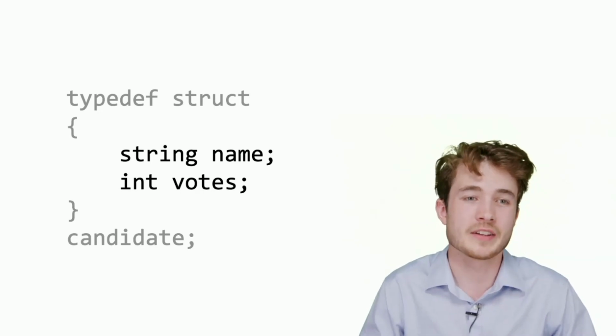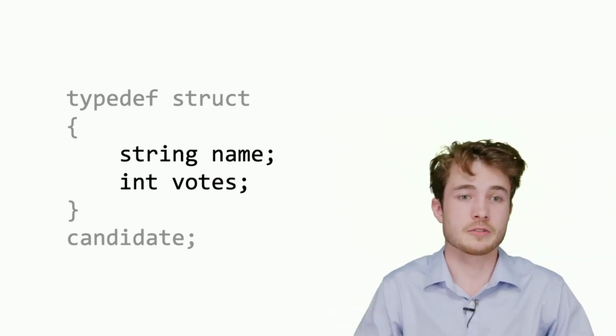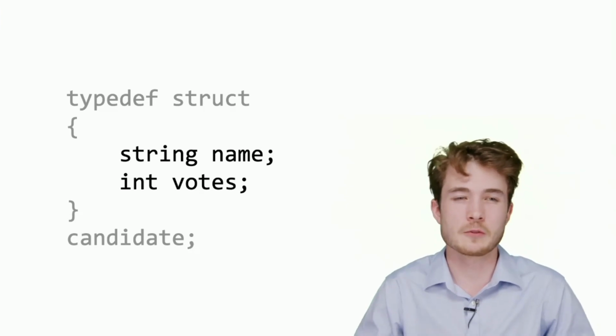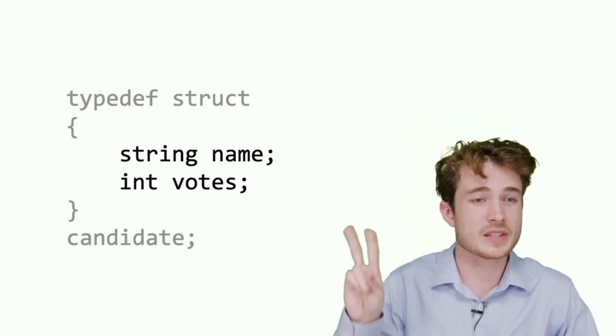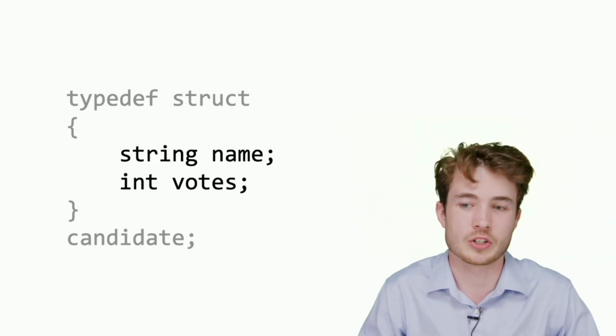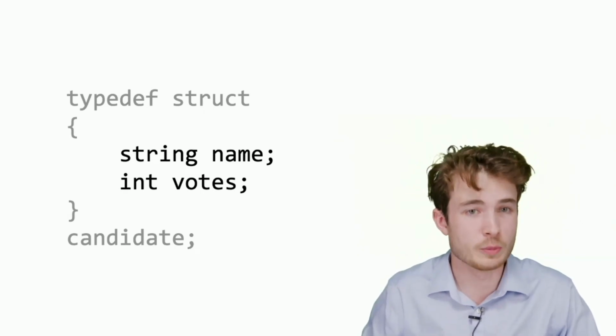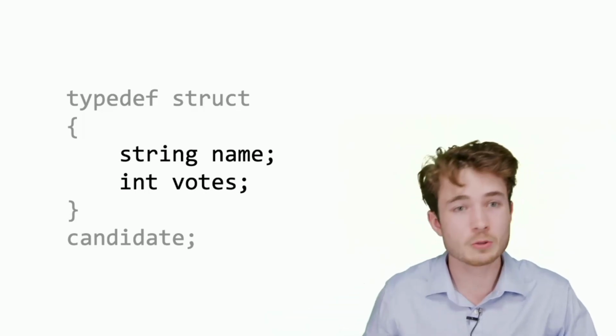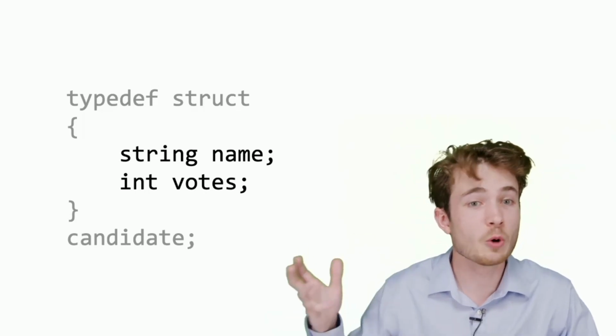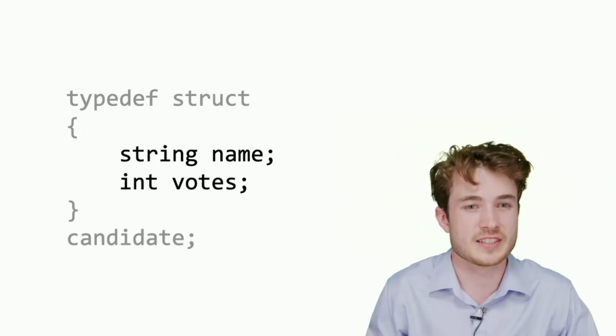In this case, we'll have a candidate be maybe a string for their name and an integer for their votes. And these two pieces of data will be tied together in this new structure called a candidate. And this is helpful because we can actually have maybe a single variable that keeps track of both of this information at the same time.